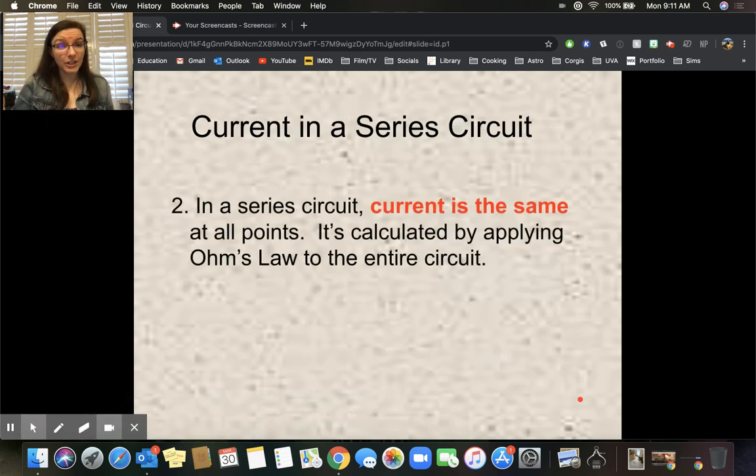Next, there is current, the I in Ohm's law. In a series circuit, current is the same everywhere. It doesn't matter where you are in the circuit, current will be the same. And you find it by applying Ohm's law to the entire circuit. That's why you might need the total or the equivalent resistance. That is the resistance of the entire circuit. Here you could find the current of the entire circuit.